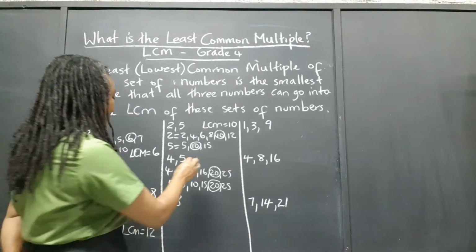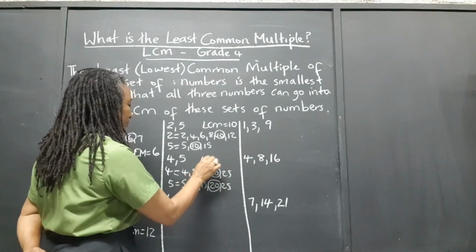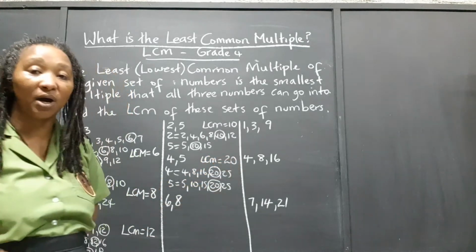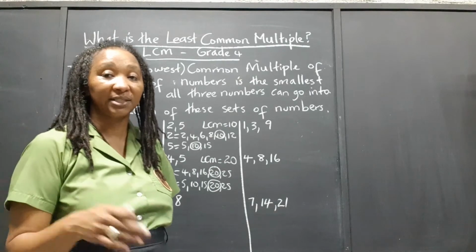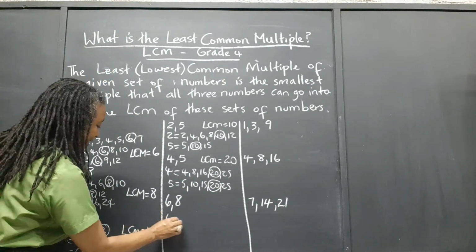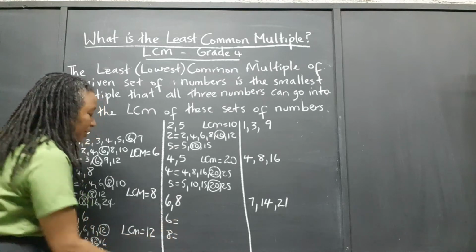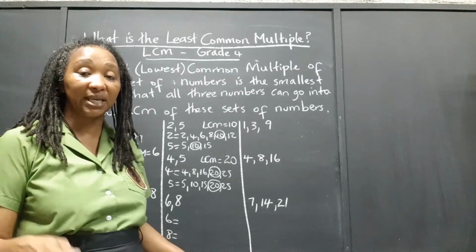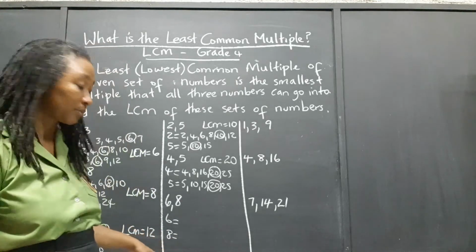20 is the least common multiple of 4 and 5. 20 is the smallest number that 4 and 5 can go into at the same time. So we have 6 and 8. We do the bigger one first because that way we'll see the LCM quicker.